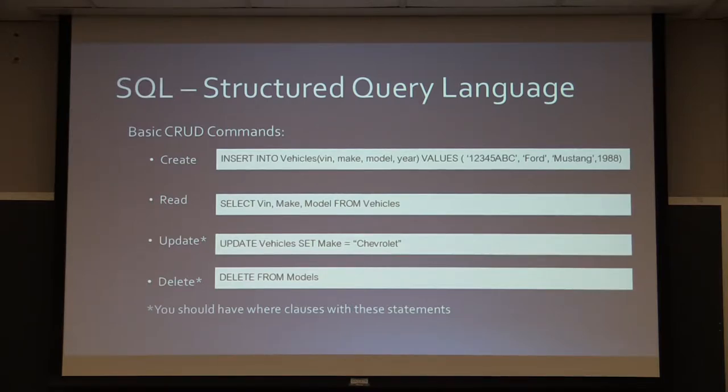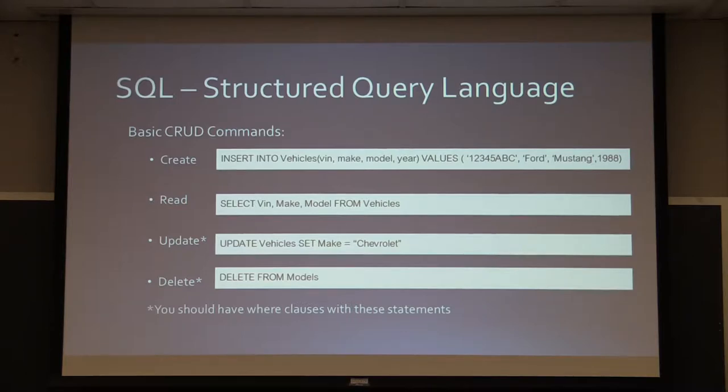If you're reading data from the database, you just want to go retrieve it, we use a select statement. I just chose three of the fields. So I said select VIN, make, and model from vehicles. And so what that'll do is it'll go into the database and bring me back the VIN, make, and model for all the records that are in the database. Okay.